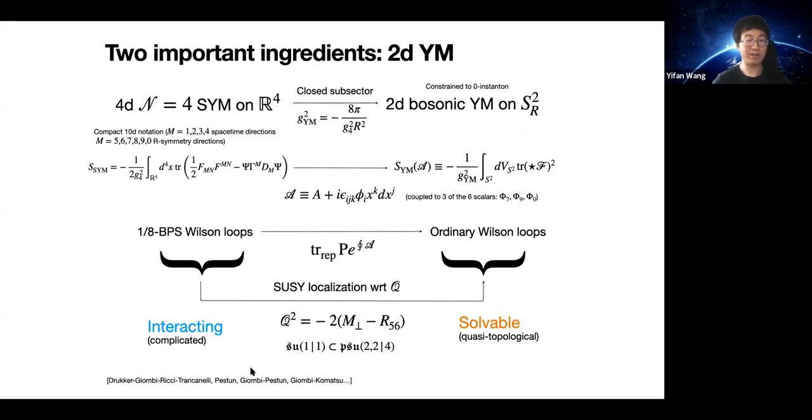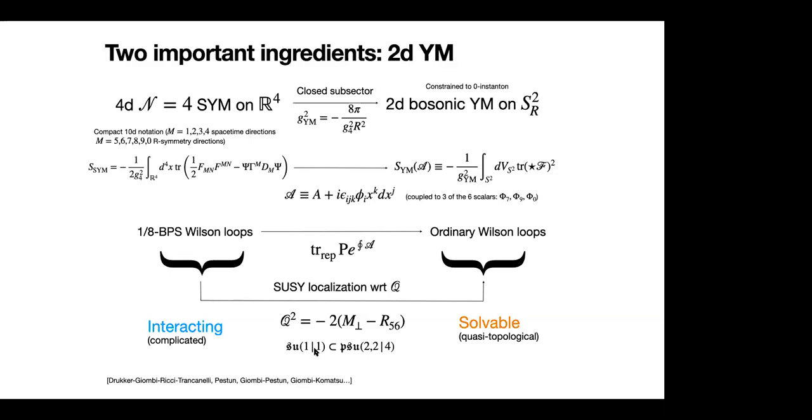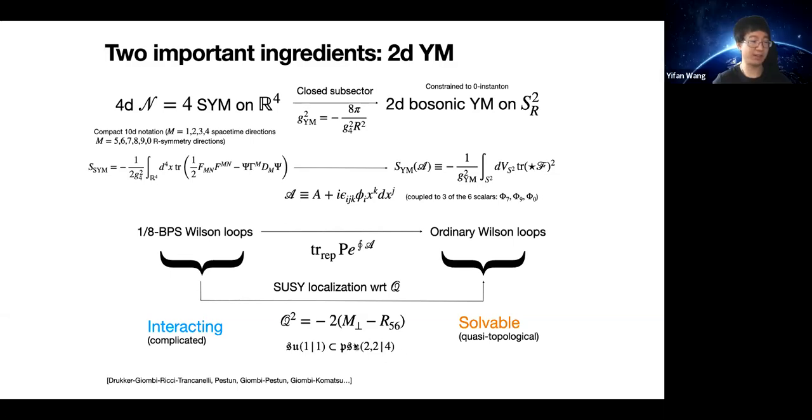Okay, so that was the observation made in this paper, and later this kind of correspondence was derived by Pestun from localization with respect to a particular supercharge Q that lies inside some SU(1|1) subalgebra of the full superconformal algebra. And this supercharge Q has the interesting feature that it squares to a combination of a transverse rotation perpendicular to this S2 inside R4 or S4 up to a Weyl transformation, as well as some R-symmetry rotation R5/6.